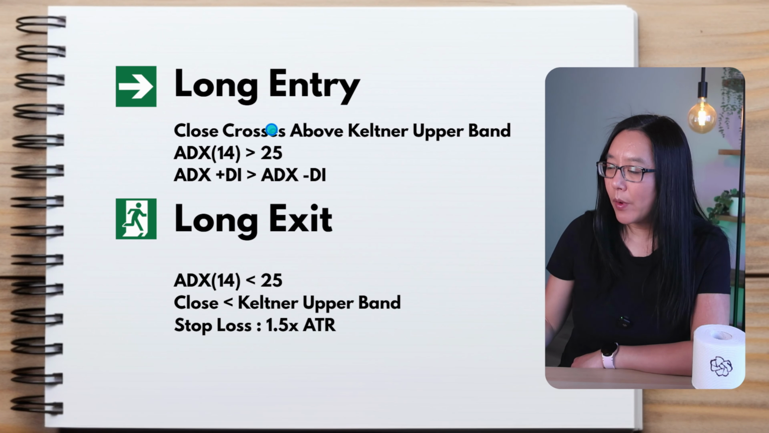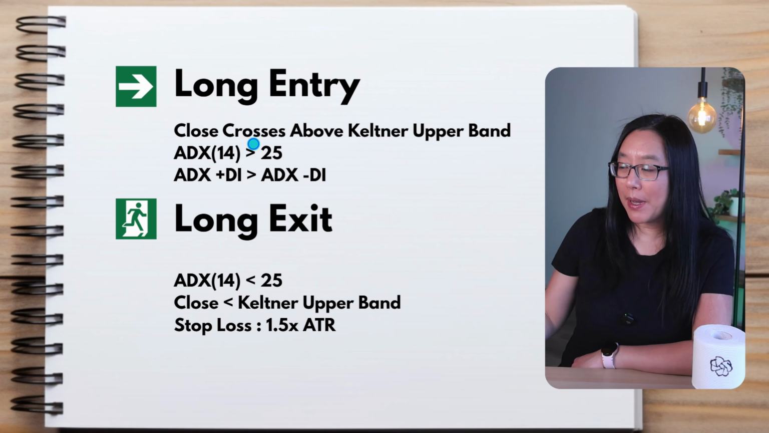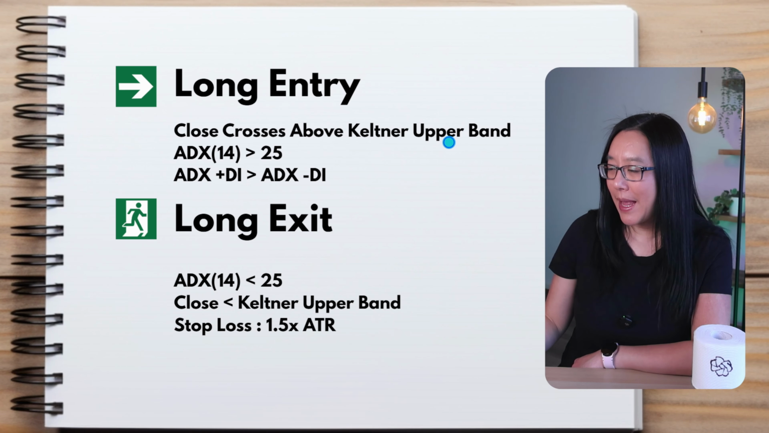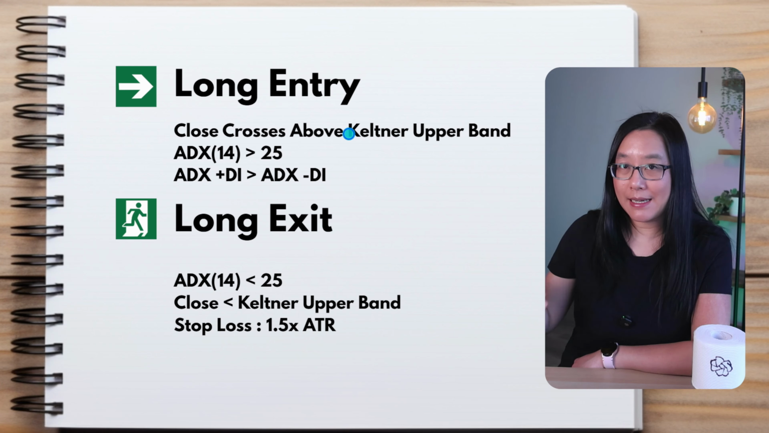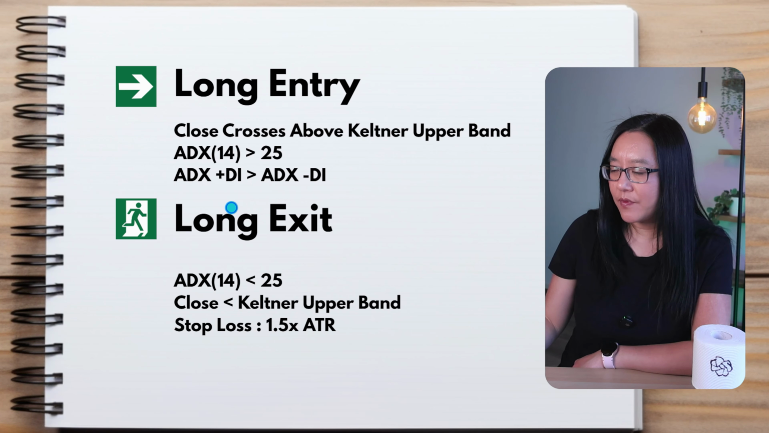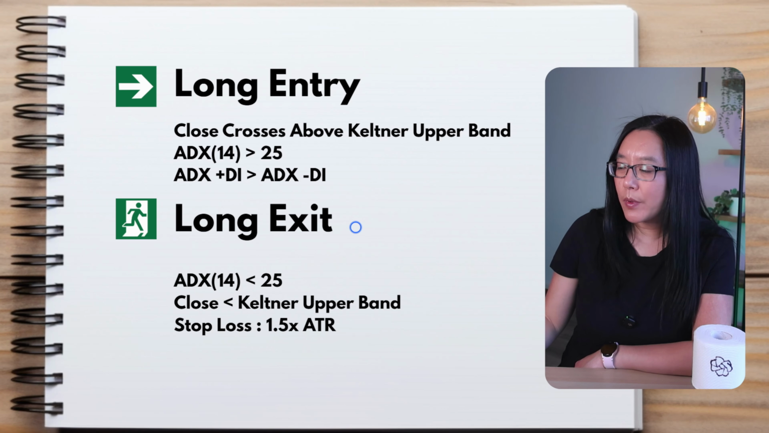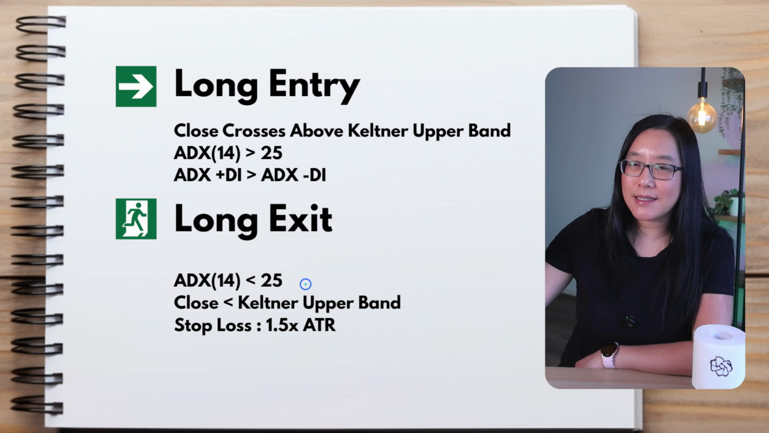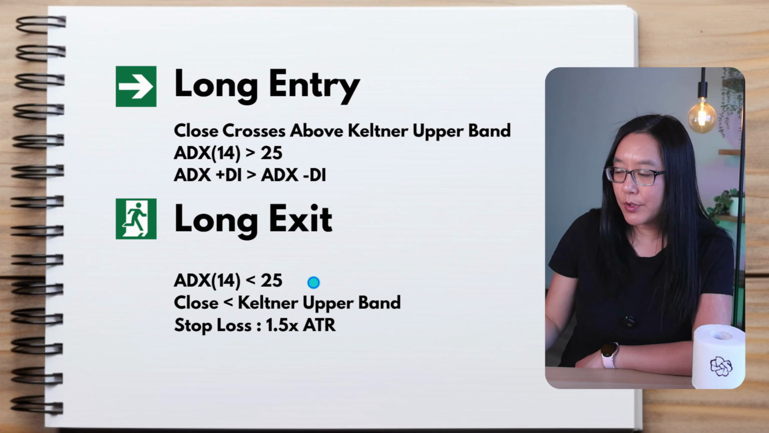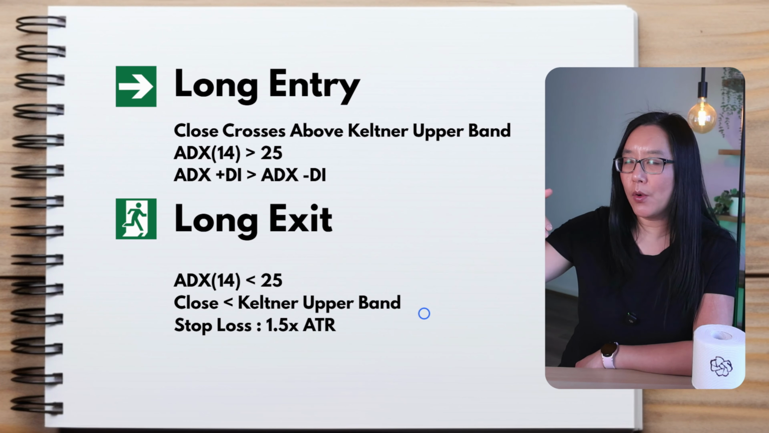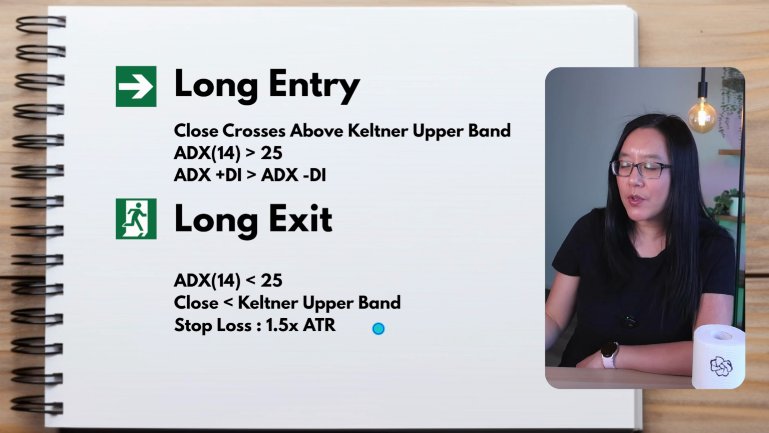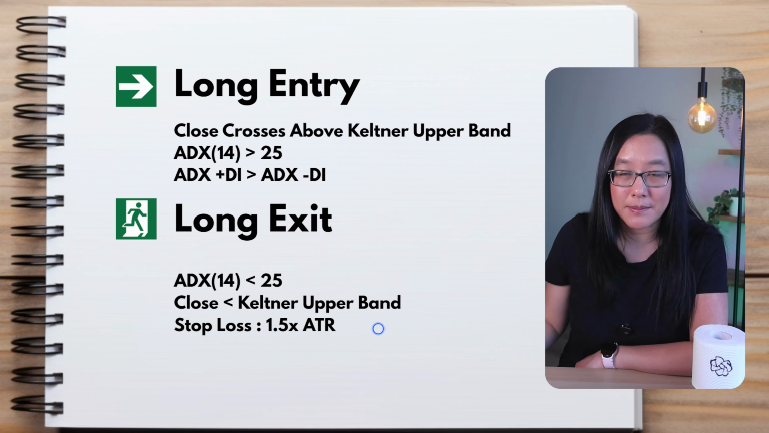For our long entry, we want the close to cross above the upper Keltner band, and we want it to be in a trend. So that's why the ADX is above 25, and you want the positive directional index to be above the negative directional index. For our long exit, we will stop trading if the ADX says it's no longer in a trend, which is below 25, and the close is below the upper band. And we'll also have a stop loss of 1.5 times the ATR.